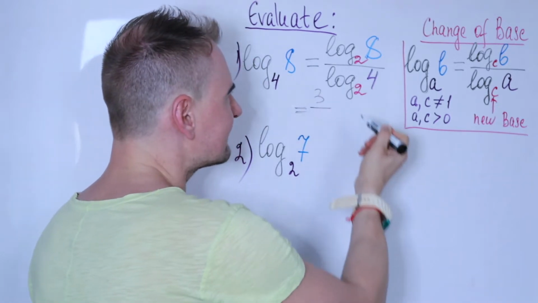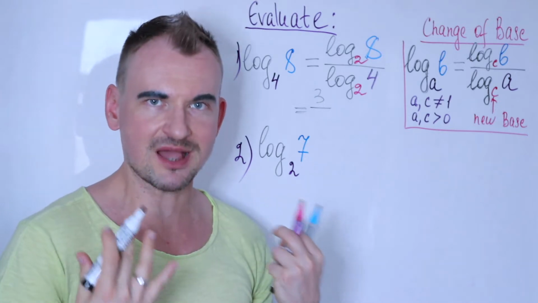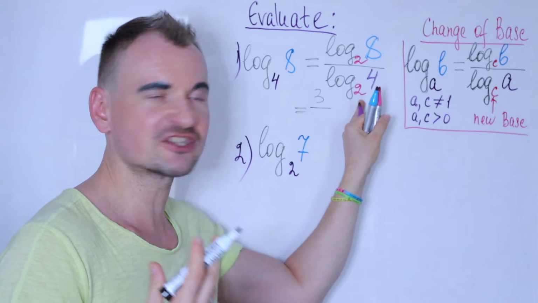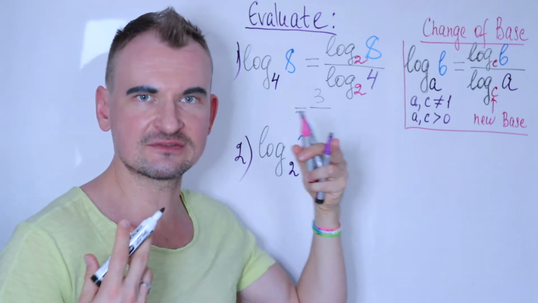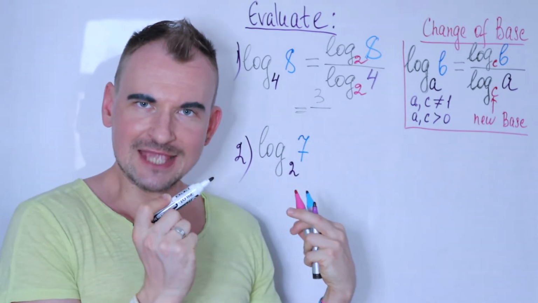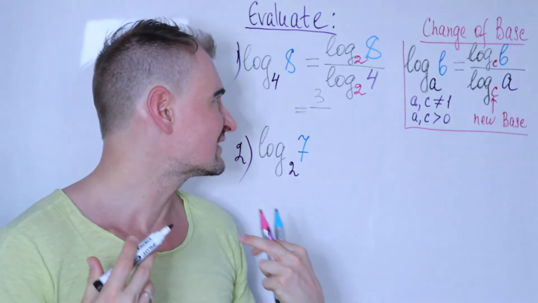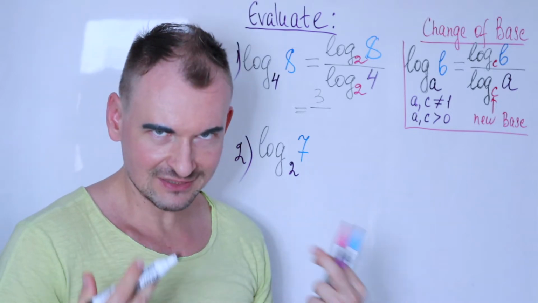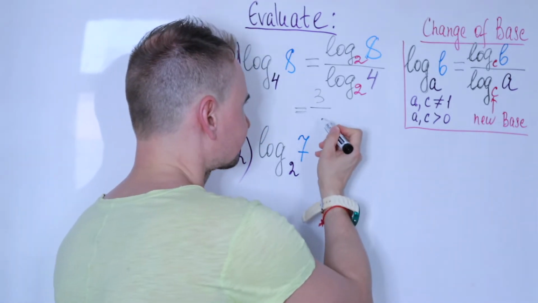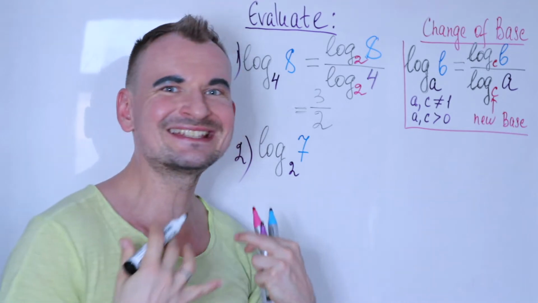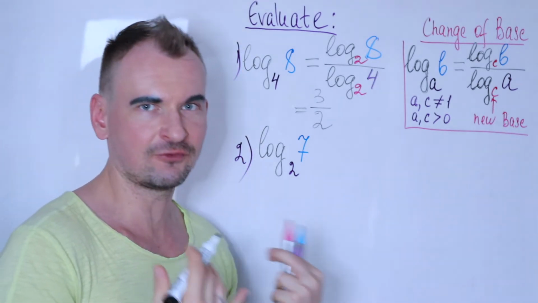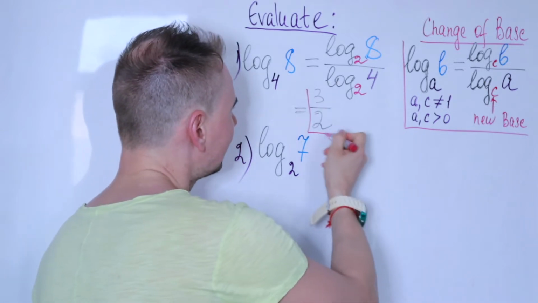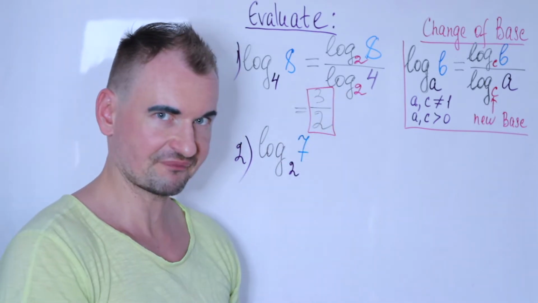And the same trick applies for the bottom. Just ask yourself, what power does this little 2 have to be raised to in order to produce this 4? And the answer is 2, since 2 squared, or 2 times 2, gives you 4. So this exponent 2 is needed to make 2 into 4. So the answer is 3 over 2. That's your final answer for that logarithm.